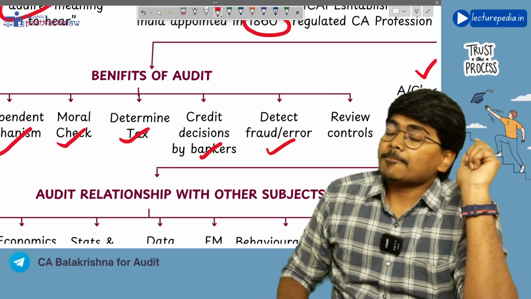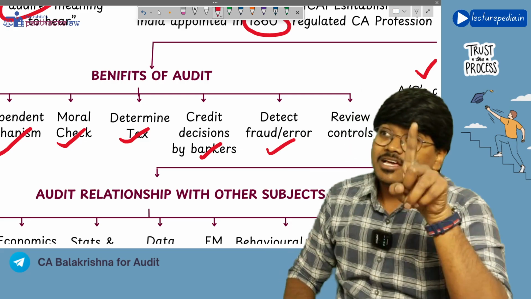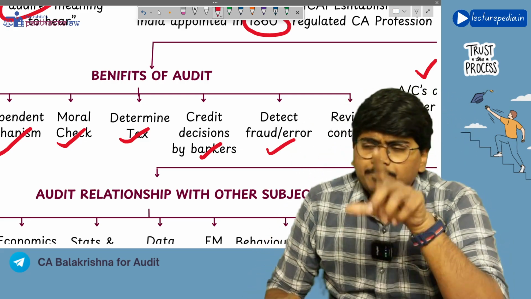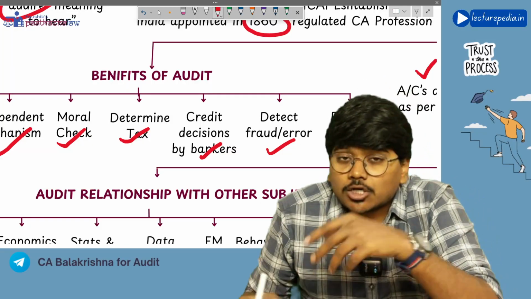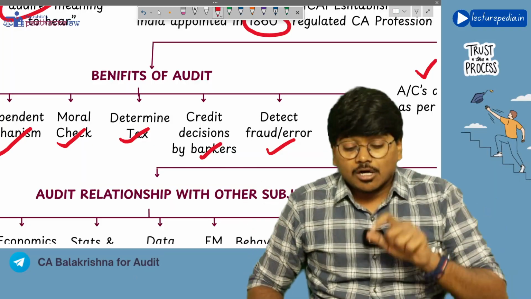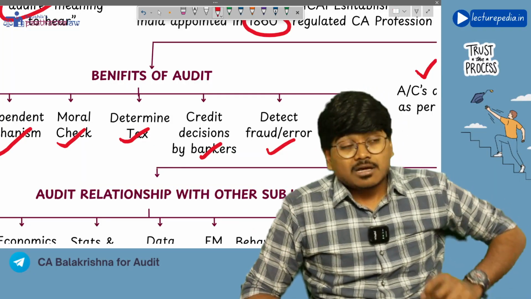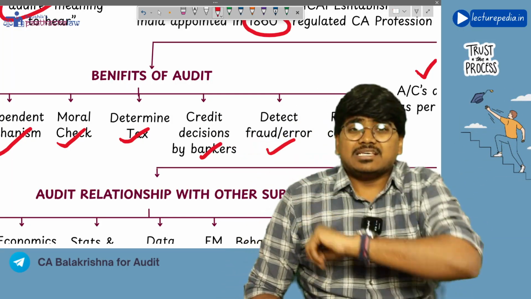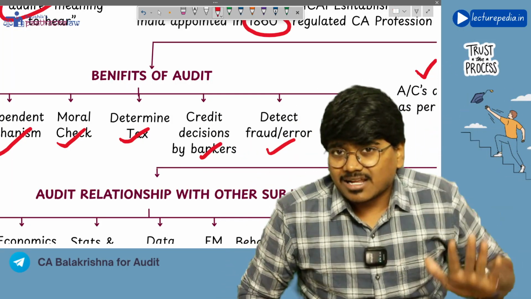And another point, during the audit, the auditor will review internal controls, right? Now, is it the responsibility of the auditor to review internal controls during the audit? No, it is not the responsibility of the auditor to review internal controls during the audit. But for the purpose of making his job of audit easy, he will review the internal controls.